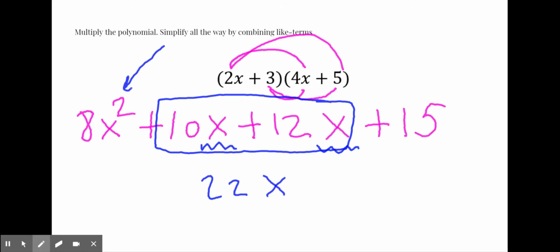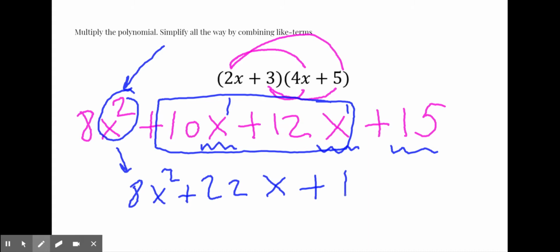Since this is the only x squared, it doesn't match up with anything else since these were x to the first power, so we just bring this guy down. And then this 15 doesn't have an x term, and that's the only one of its kind, so we bring that one down as well. So this answer really comes out to give us 8x squared plus 22x plus 15.